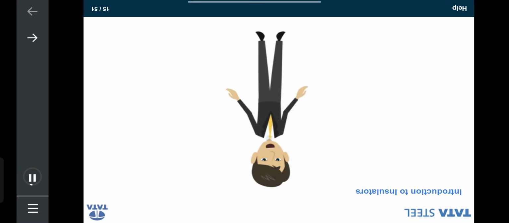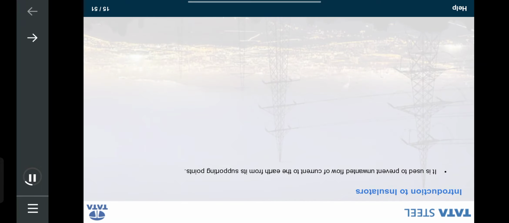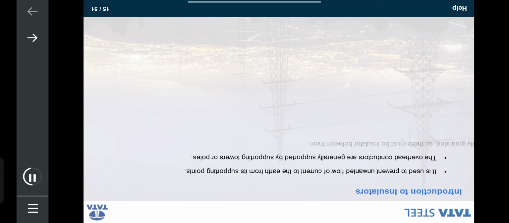Now let us discuss insulators. An electrical insulator must be used in an electrical system to prevent unwanted flow of current to the earth from its supporting points. In transmission and distribution systems, the overhead conductors are generally supported by supporting towers or poles. The towers and poles are both properly grounded, so there must be an insulator between the conductor and the tower or pole body.